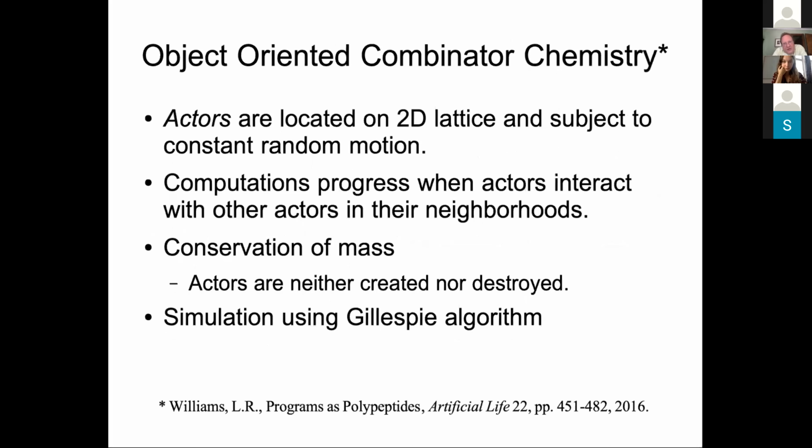So I have a specific object-oriented combinator chemistry. It's the one I use in all my experiments. The actors are located on a 2D lattice. They're subject to diffusion. Computations progress when actors interact with other actors in their neighborhoods. There's conservation of mass. Actors are neither created nor destroyed. And it's an event-driven simulation using the Gillespie algorithm. Anybody who's really interested in how this works in detail should look at my journal paper from about 5 years ago in the journal Artificial Life, and all this is described in great detail.